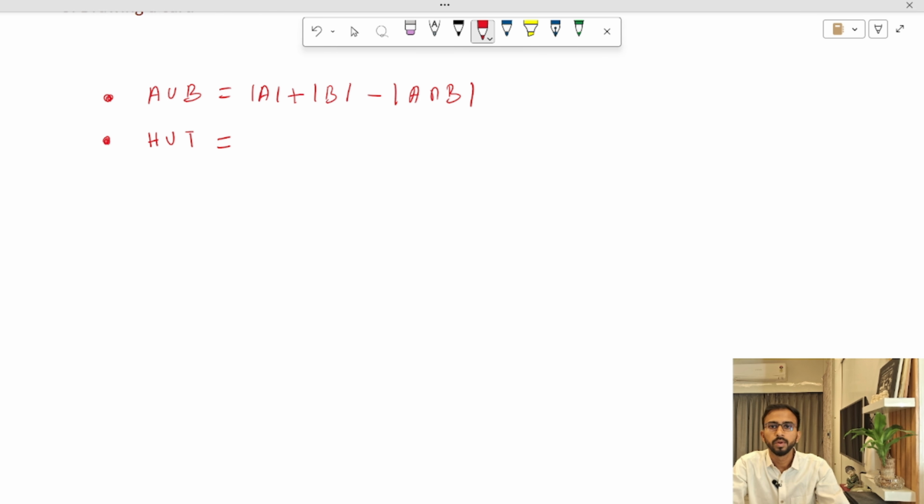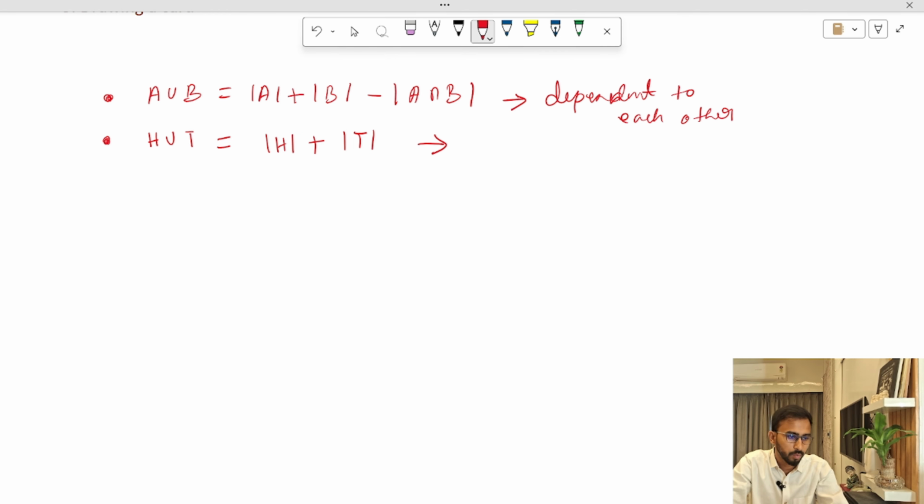We already know that head and tail are not dependent on each other. So here the formula will be only mod of head plus mod of tail. This portion will not be needed here. So the first formula is valid for those events which are dependent on each other, but this formula is valid for those events which are independent of each other.